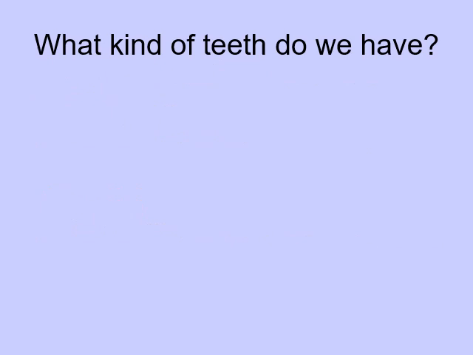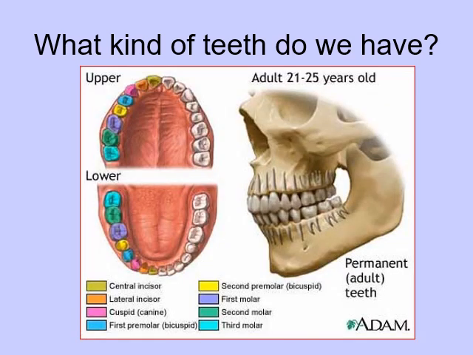Teeth: we have two kinds of teeth: temporary teeth, which appear at 6 months, and permanent teeth, which appear at the 6th year. The temporary teeth are about 20 teeth, the permanent teeth about 32. Posteriorly there is third molar, second molar, first molar, 2 premolars, canine, lateral incisor, central incisor in adult.